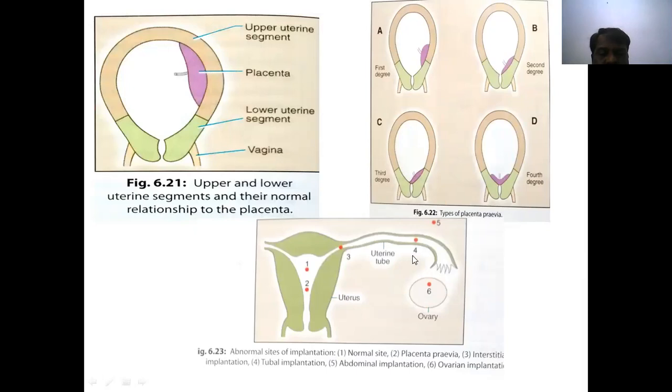Next is the abnormal pregnancy. Sometimes a tubal pregnancy. So there is a tubal pregnancy, uterine pregnancy. Sometimes here it will take the implantation. Sometimes in the lower part it will take. Sometimes eccentrically, actually outside, the implantation takes place. So these are the abnormal sites of the implantation.